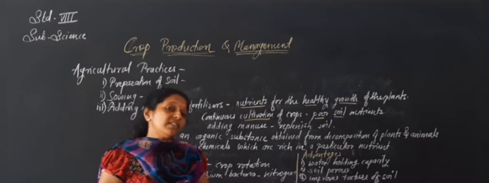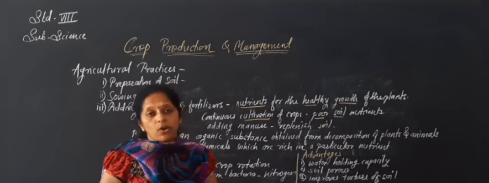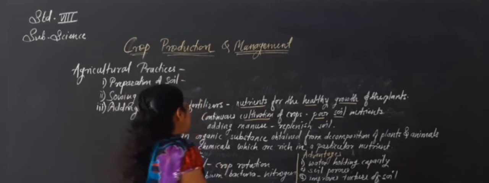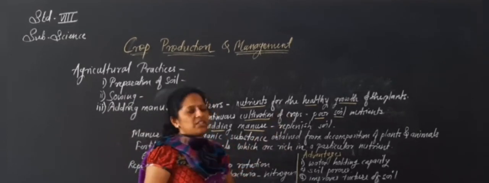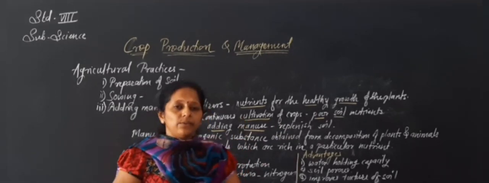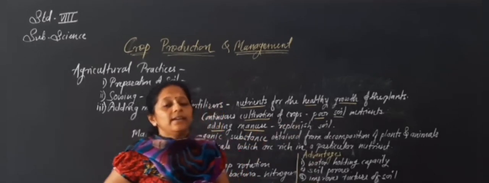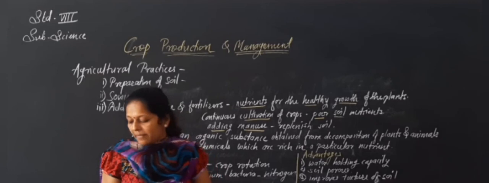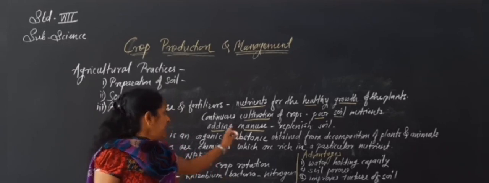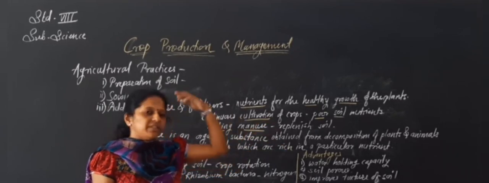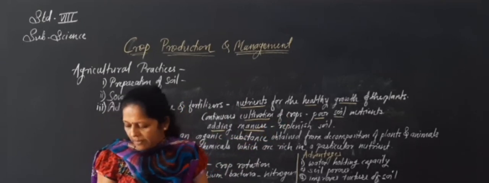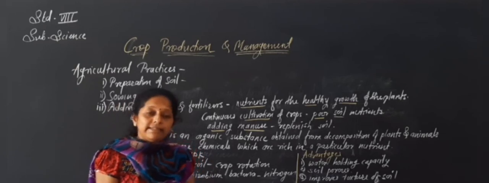There is a deficiency of nutrients because of continuous cultivation of crops. So to replenish that, farmers add manure to the soil. To recover the deficiency of nutrients and minerals, farmers add manure. This process of adding manure to replenish and recover the nutrients of the soil is called manuring. Improper or insufficient manuring results in weak plants.